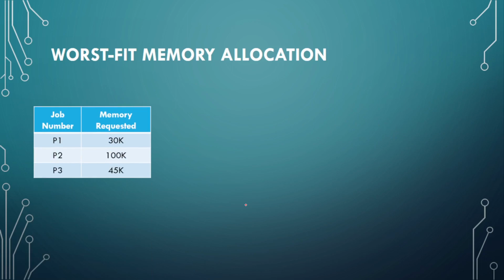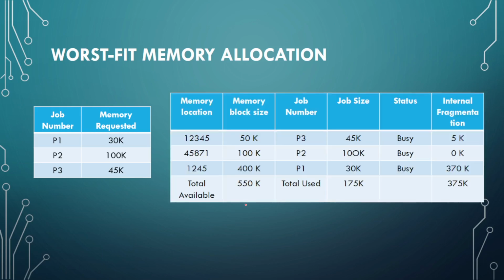There are 3 jobs, P1, P2 and P3, and the requested memory is given. Here you can see the available memory block sizes are 50, 100 and 400 kilobytes. Now we have to look for 30 kilobytes. The largest free memory available among these blocks is 400 kilobytes. So we allocate 400 kilobytes to the 30 kilobyte process, which leads to 370 kilobytes of internal fragmentation.